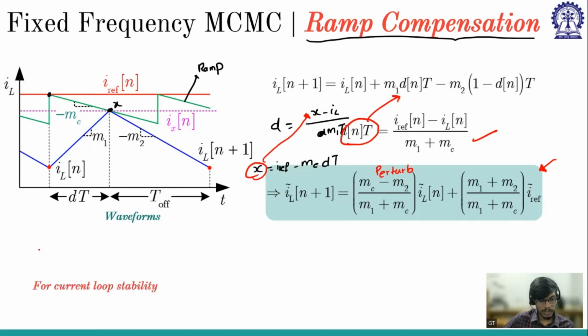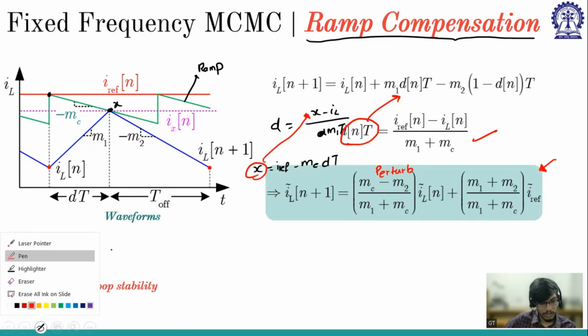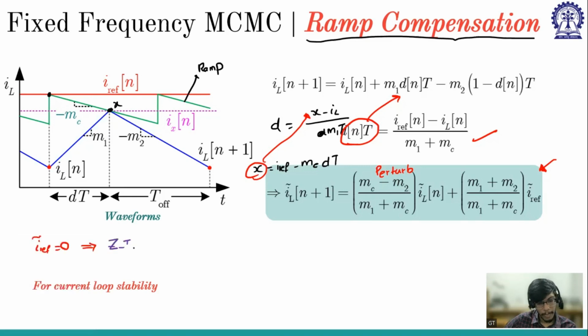Now again for current loop stability, we are keeping I reference to be constant. So I reference perturb is 0. And then we'll apply Z transform and then find the equation. So Z will be again MC minus M2 by M1 plus MC.